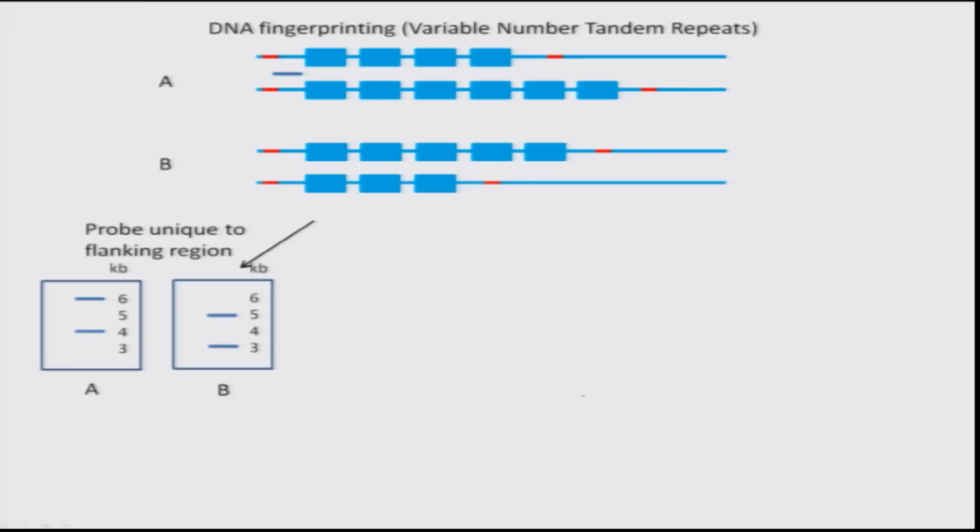So, the restriction enzyme cuts at these restriction sites and hence generates different lengths of fragments. So, this is what we see: 6 and 4 for A, and 5 and 3 for B.